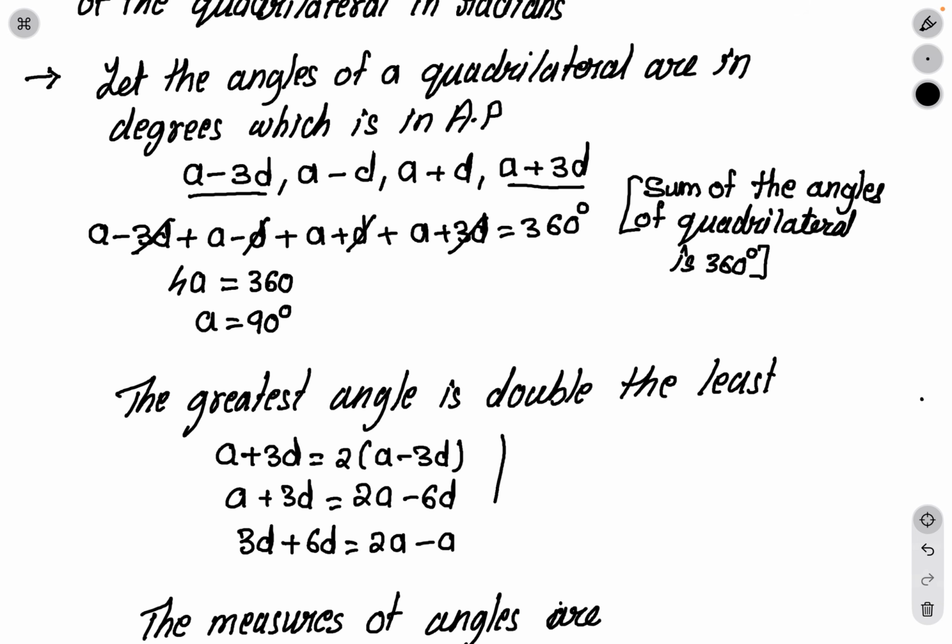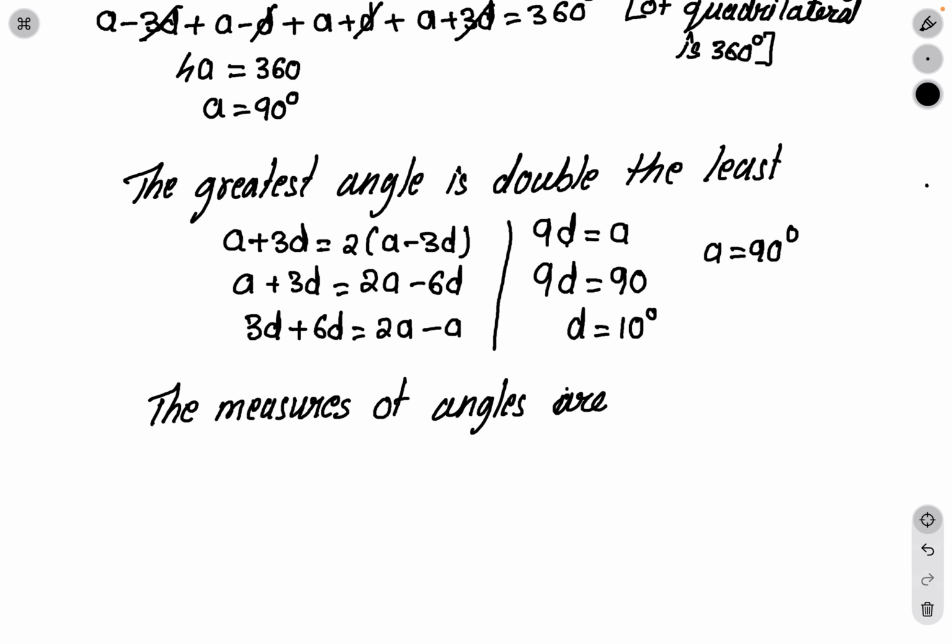Now 9D is equal to A, but A is what? A is equal to 90 degrees. So 9D is equal to 90. So D is equal to 10 degrees.